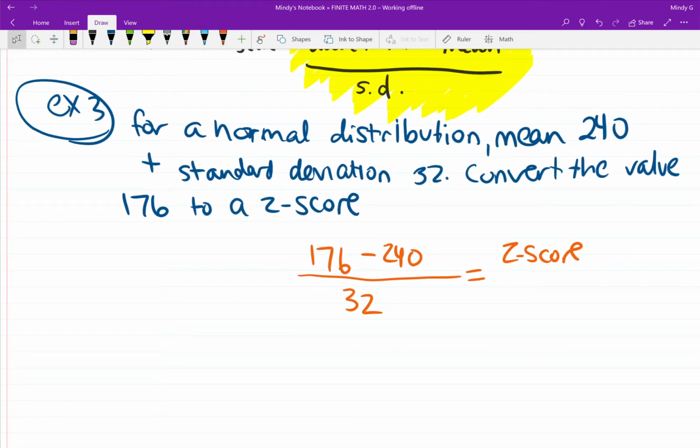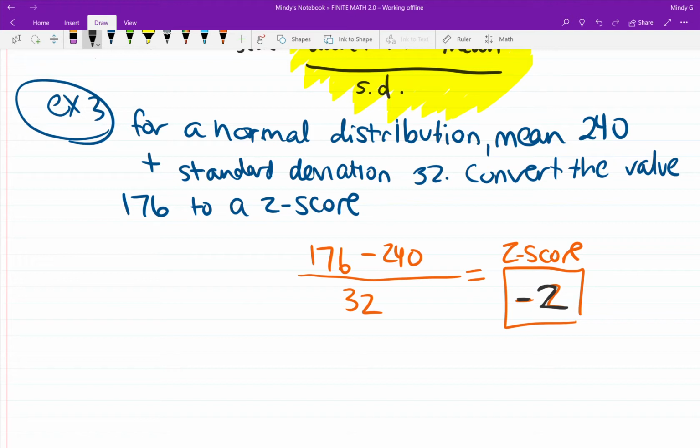All right, so let's see. 176 minus 240, enter, divided by 32. So negative 2. Your z-score is negative 2. The negative indicates that you are below the mean. If you have a negative z-score, you are below the mean. 176 is below the mean of 240, right? Go with me?